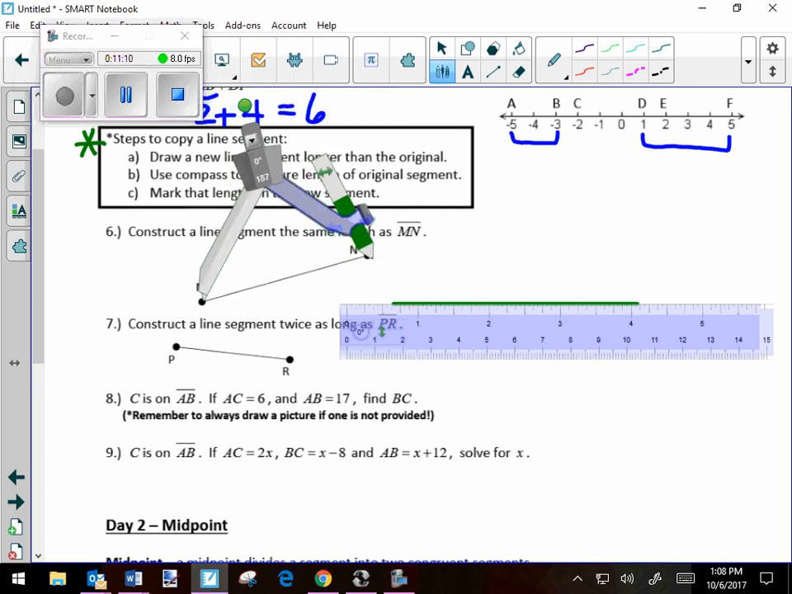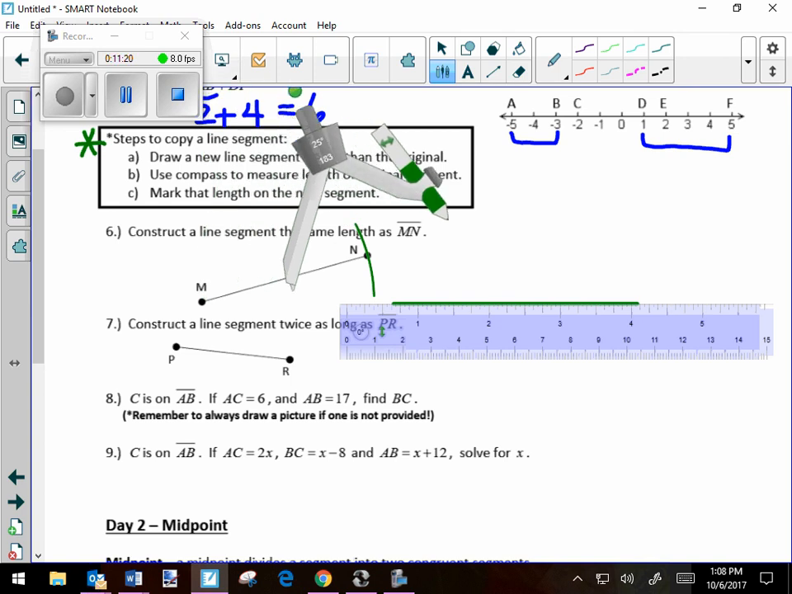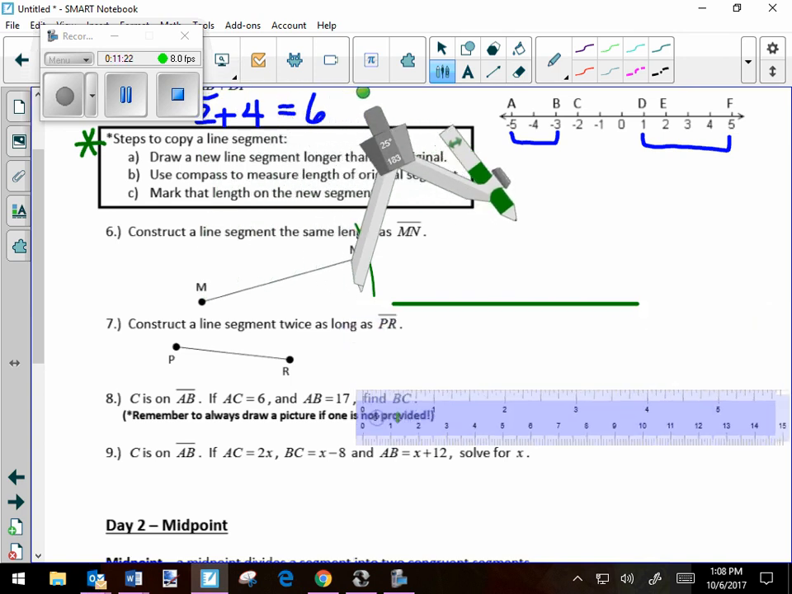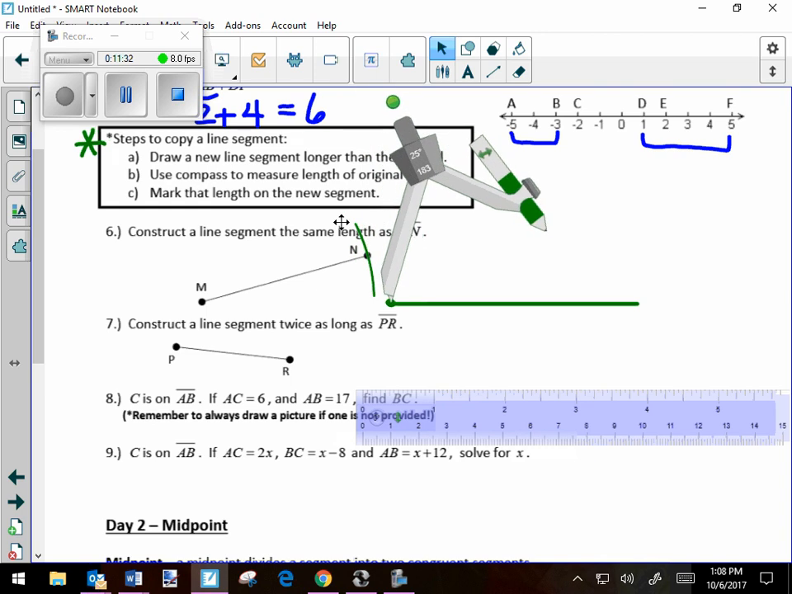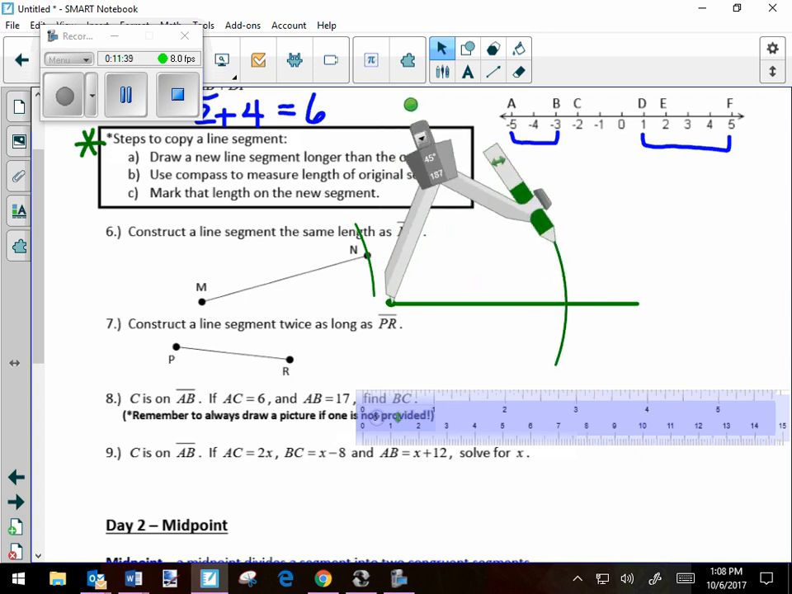And once I get it lined up with the other endpoint, I'm going to make a mark that says I measured in this segment is this long. And then I'm going to take my compass and move over to the end point that I have sitting at the end of my new line segment. I'm going to line my compass point up with that. And I'm going to mark this off, saying that my new segment has the same exact length as the old one.